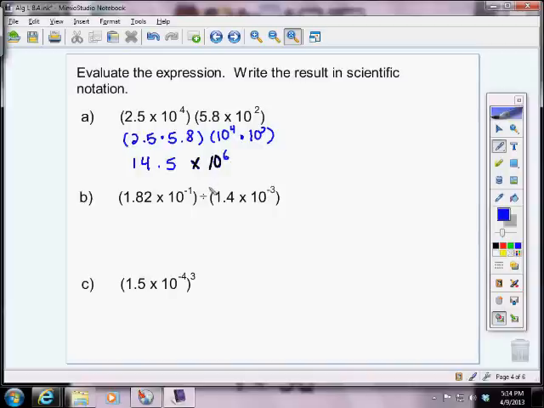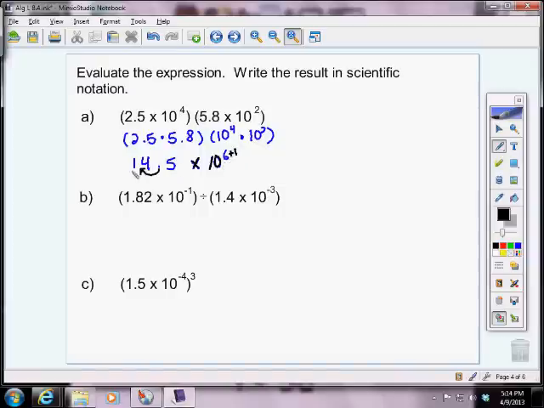Except this isn't the right answer. Remember, scientific notation is a number between 1 and 10, and 14.5 is not a number between 1 and 10. So all we have to do is move our decimal place over one time to the left. Now for moving the decimal point, we've got to actually add another spot to the exponent.